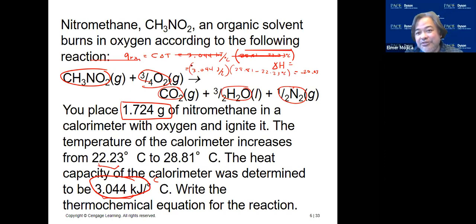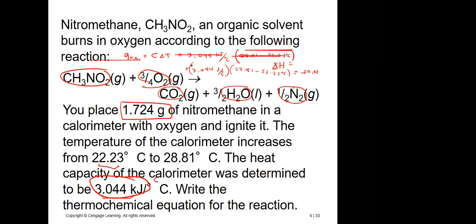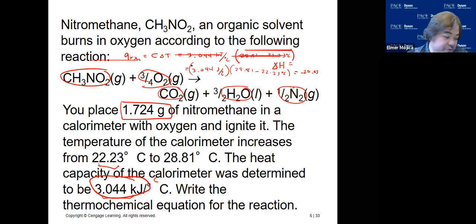Now you might ask, how do we know, Professor, that it was released? What is your guide? It's negative. You're the one who put the negative there. Okay. The thing is that you have here. So your guide is this. The temperature increases.